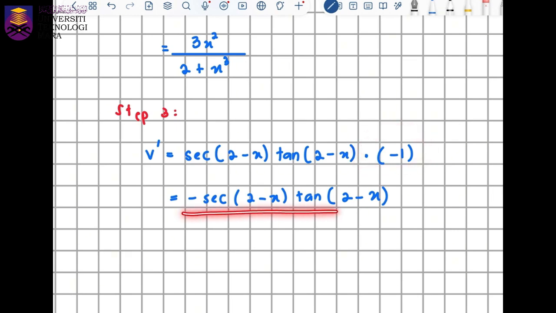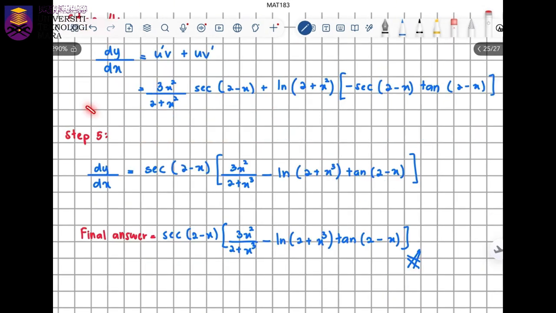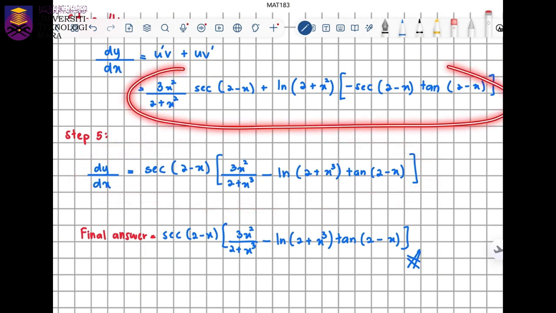So we will get negative secant 2 minus x tangent 2 minus x. For step 4, we have to apply the product rule formula. Now I substitute everything into the product rule formula. So we will get this. Moving on to our last step, which is step 5. We simplify everything here from this to this.